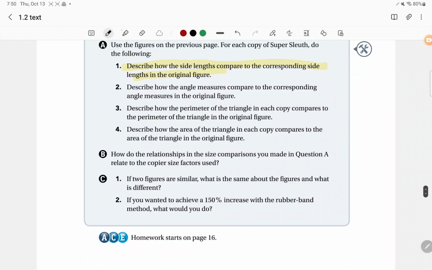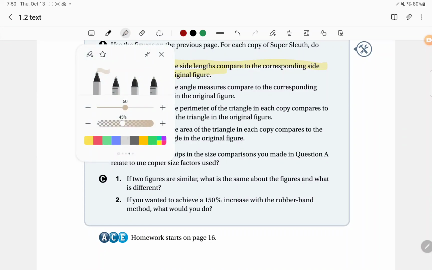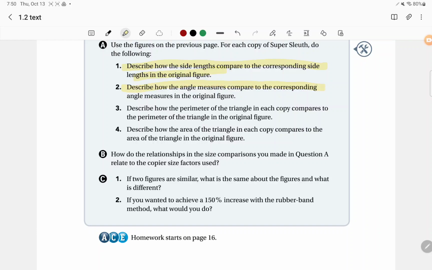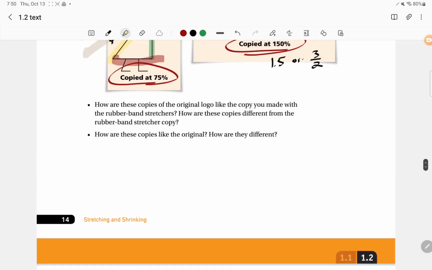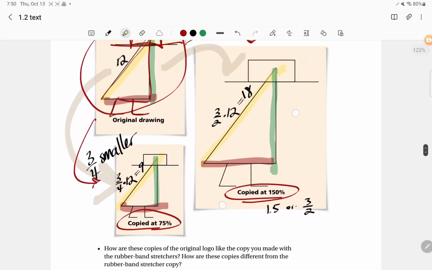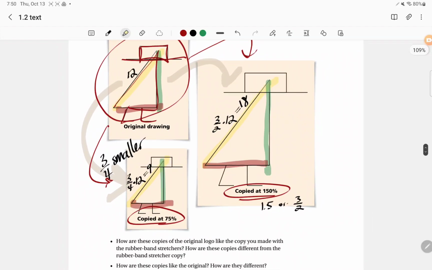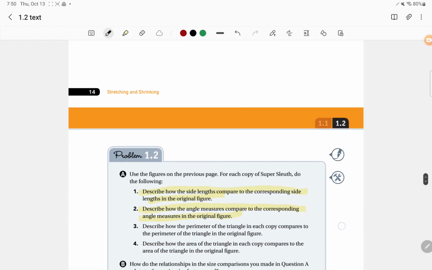Okay, now describe how the angle measures compare. Go back here. Now remember, we learned at the beginning of this video that the corresponding angles are always the same. So this angle right here, that angle right there, and that angle right there are all corresponding. They are the same. This angle and this angle, they are all corresponding. Therefore, they are the same. This angle, this angle, and this angle, those are all corresponding, therefore they are the same. So that answers number 2.